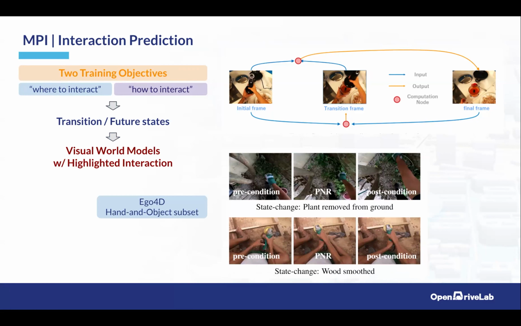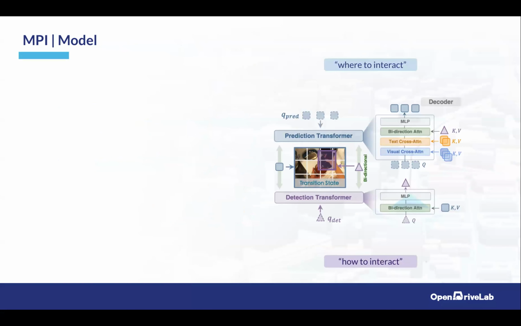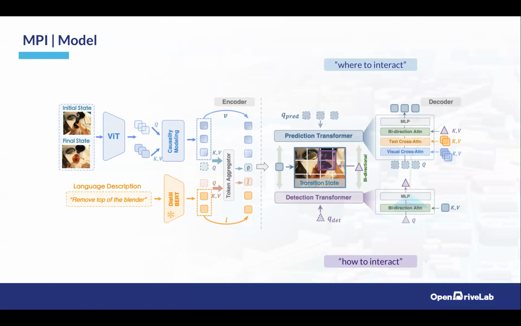Okay. And for the robotics application, we do not have very large-scale robotic datasets, so we can only use some public human interaction datasets such as Ego4D, and we build our representation learning model with ViT encoders and a distilled language encoder, and we pre-train them on our two objectives. This part corresponds to the image prediction, and this part is a detection task. So they are for the two objectives about where to interact and how to interact.